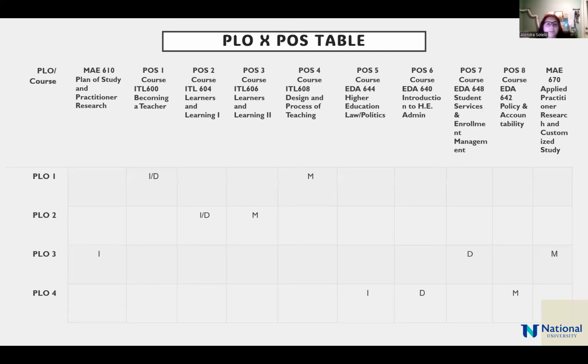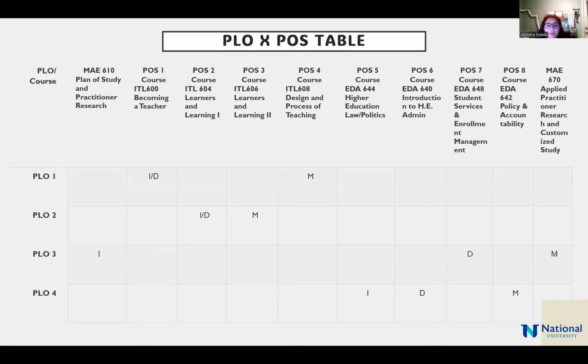Beginning with my program learning outcome and plan of study table. For the first one, the MA 610, I chose PLO 3 and the introductory level. My first plan of study, POS 1, I chose the PLO 1. This is the introductory and developing level. POS 2, I chose PLO 2 in the introductory and developing level.